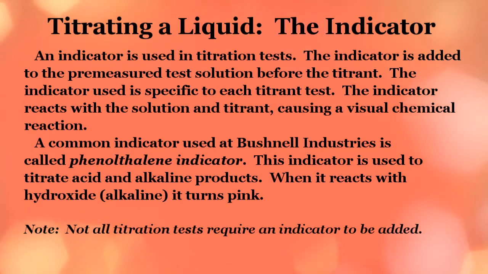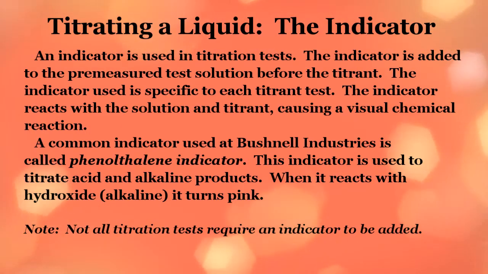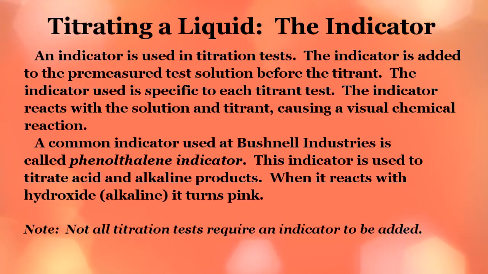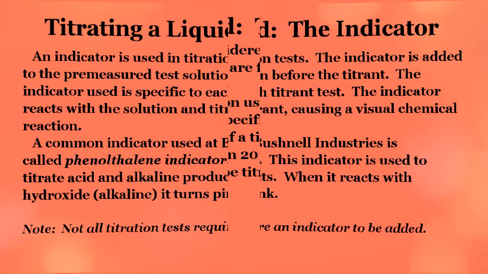Titrating a liquid, the indicator. An indicator is used in titration tests. The indicator is added to the pre-measured test solution before the titrant. The indicator used is specific to each titrant test. The indicator reacts with the solution in titrant, causing a visual chemical reaction. A common indicator used at Bushnell Industries is called phenolphthalein indicator. This indicator is used to titrate acid and alkaline products. When it reacts with hydroxide, it turns pink. Note that not all titration tests require an indicator to be added.